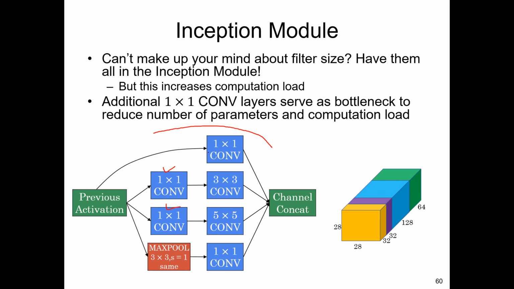So by having this parallel path through this module, essentially you are achieving the effect that you have all the possible filter sizes in one module, and whichever one is best, you don't know. It depends on the task that you're training for. Sometimes maybe the 3x3 is the most effective, sometimes maybe the 5x5 is the most effective. The channel concatenation concatenates the outputs of the four paths into one single output. So the number of channels is 32 plus 32 plus 128 plus 64, all the four paths added together.